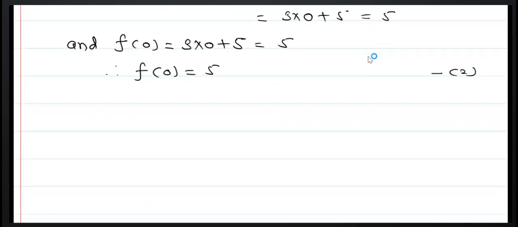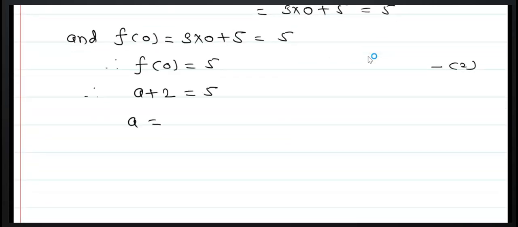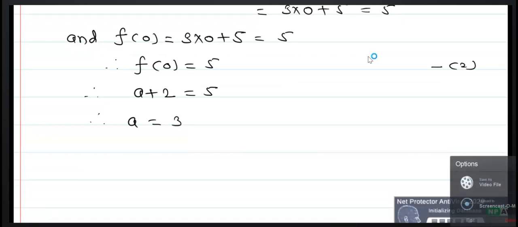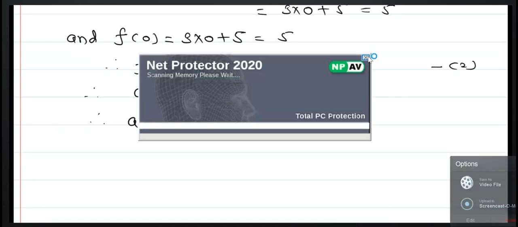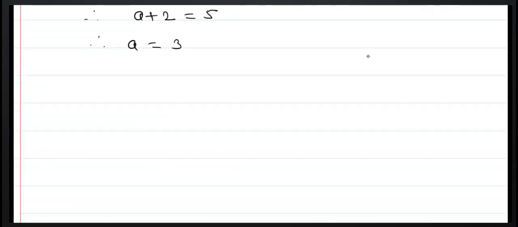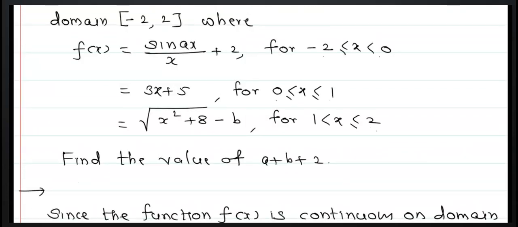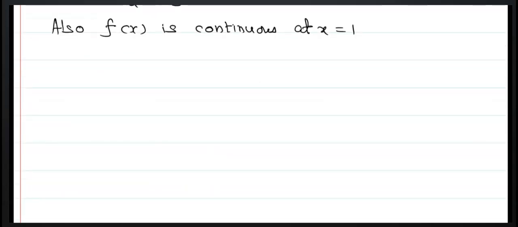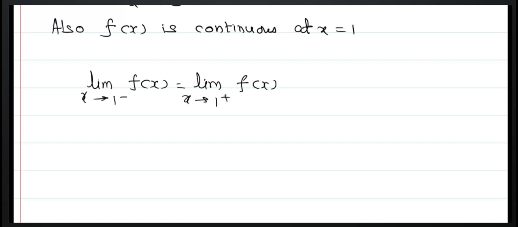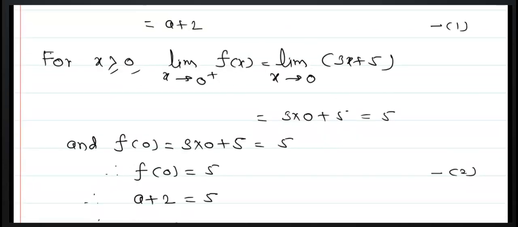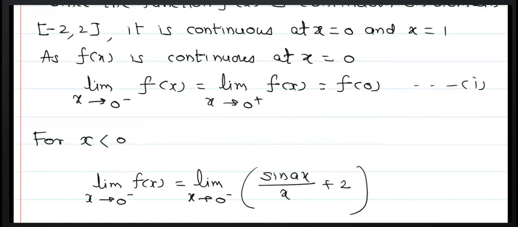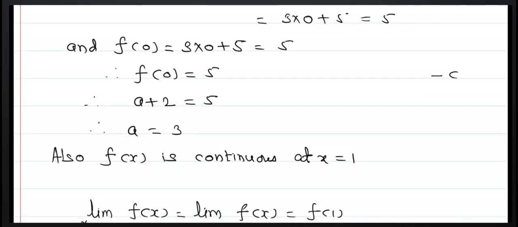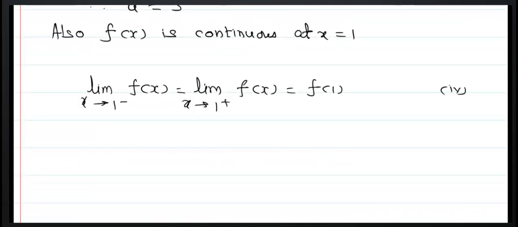And therefore, a plus 2 is equal to 5 and the value of a is equal to 3. Also, consider the continuity at the point x equal to 1. For that, we take the left hand side limit for the function 3x plus 5 and the right hand side for the root of x square plus 8 minus b.